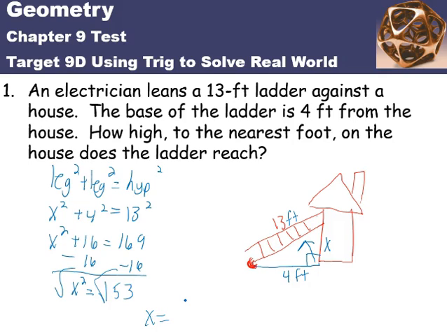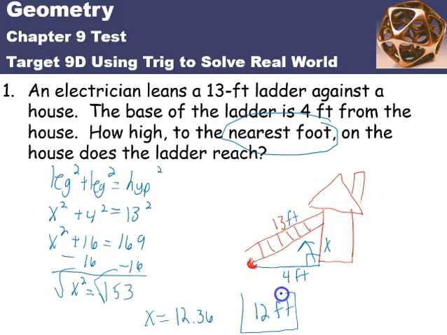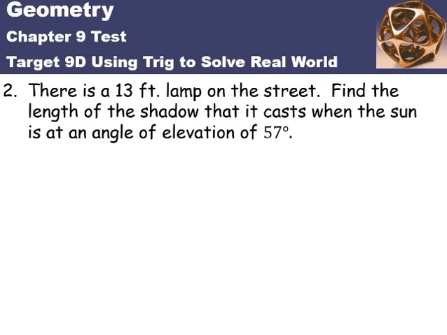So on your calculator, find the square root of 153. You get 12.36 or 12.4. So 12.36, but it says to the nearest foot, so that means a whole foot. So this 3 does nothing to the 12, so it would be 12 feet. So the ladder is right now 12 feet up the building. Okay? Number 2.